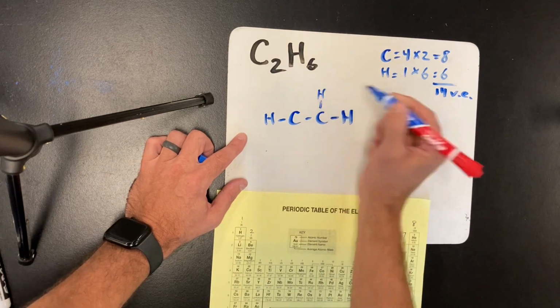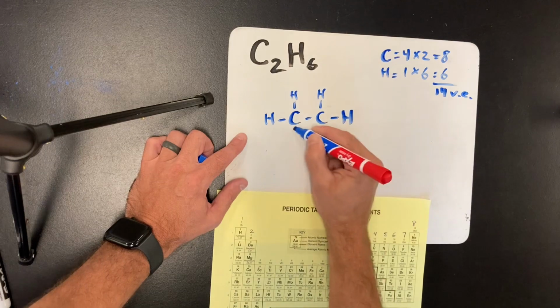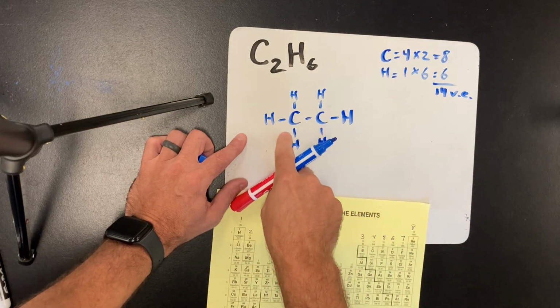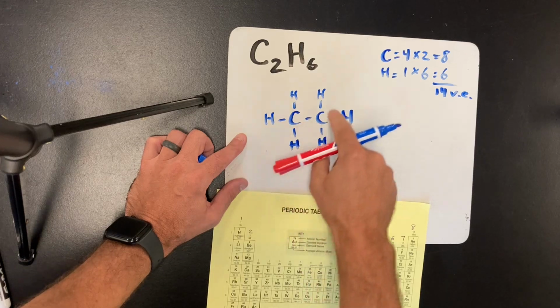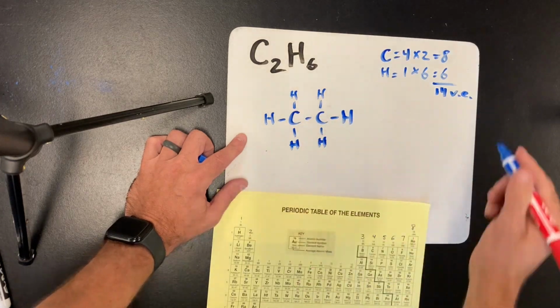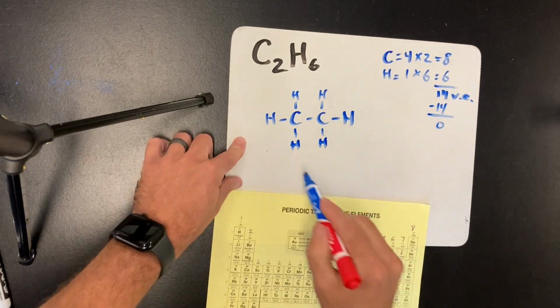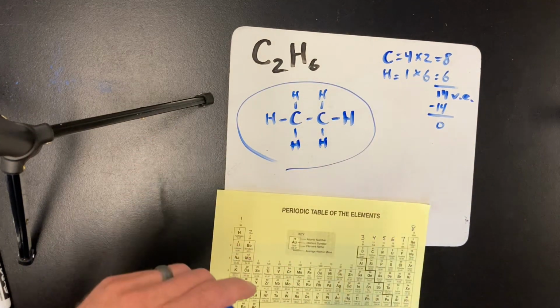So remember, each line represents 2 shared electrons. And so we can count those up: 2, 4, 6, 8, 10, 12, 14. So that actually uses all of our 14 valence electrons, and so now we are done.